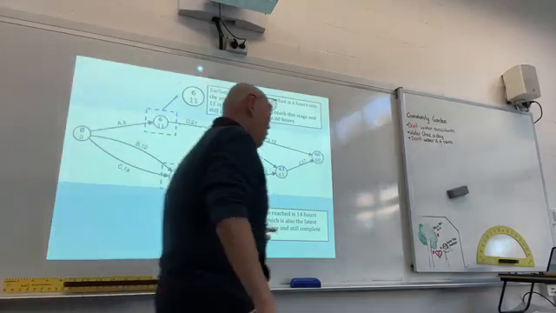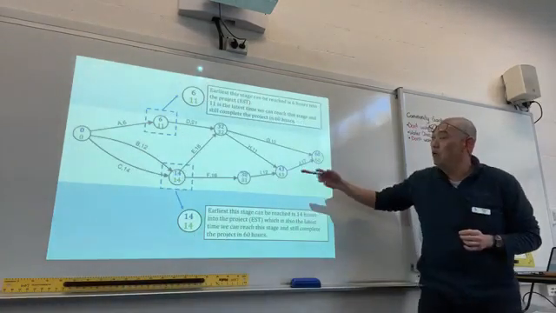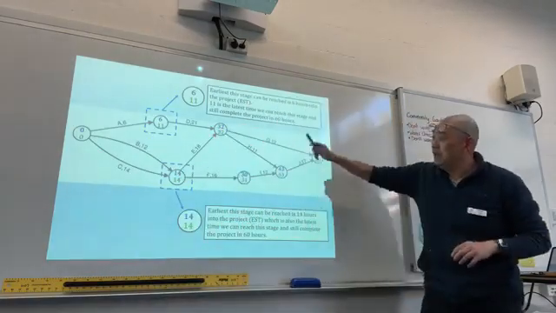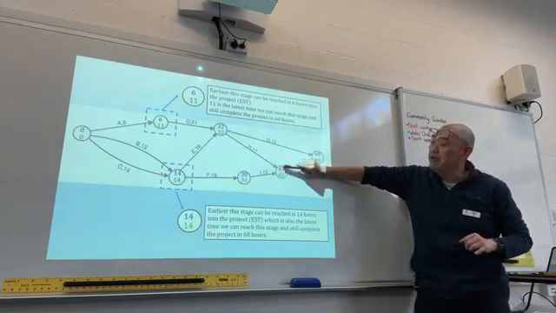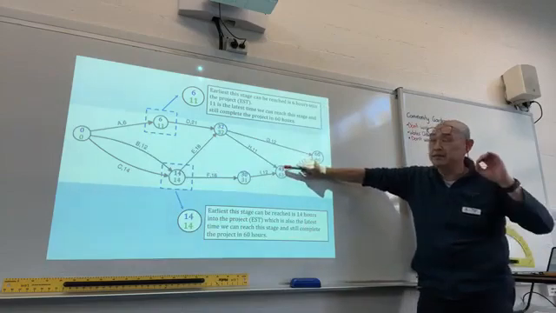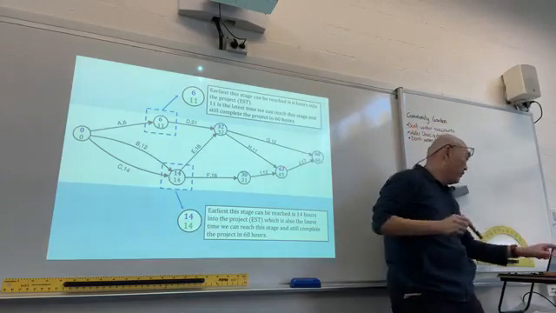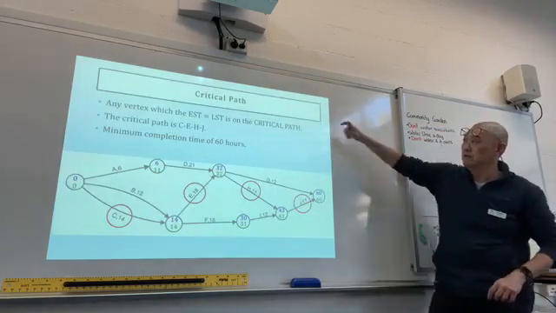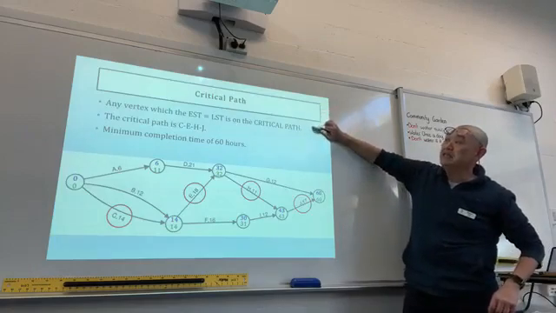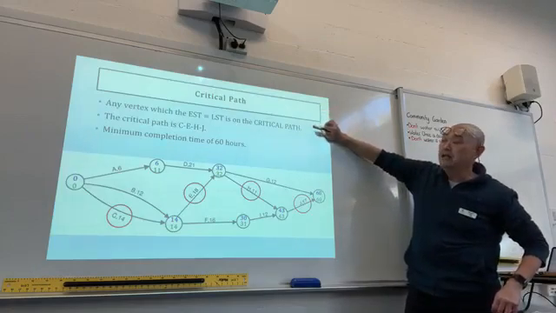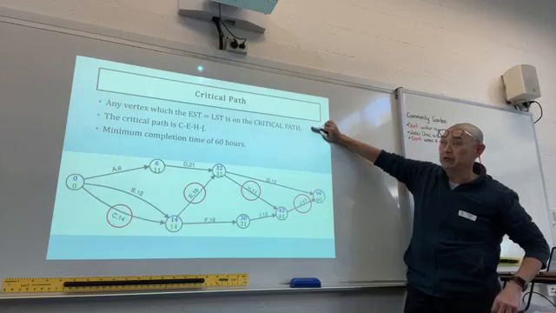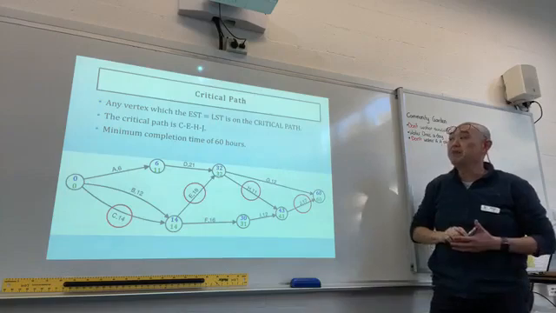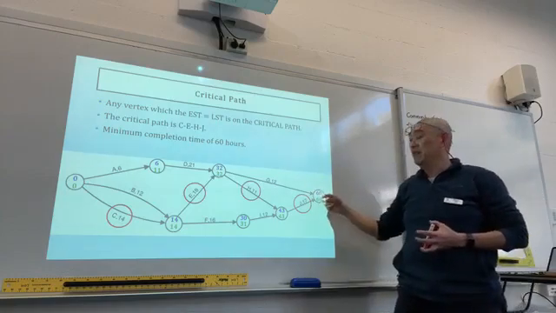Alright? So now, if you look at all the vertices where the latest start time take away the earliest start time is 0, that is the critical path. Alright? Now, critical path is when EST equals LST. And this is called the critical path. And the critical path, in this case, is C, E, H, J, and the minimum completion time is 60 hours, which is what we have worked out.